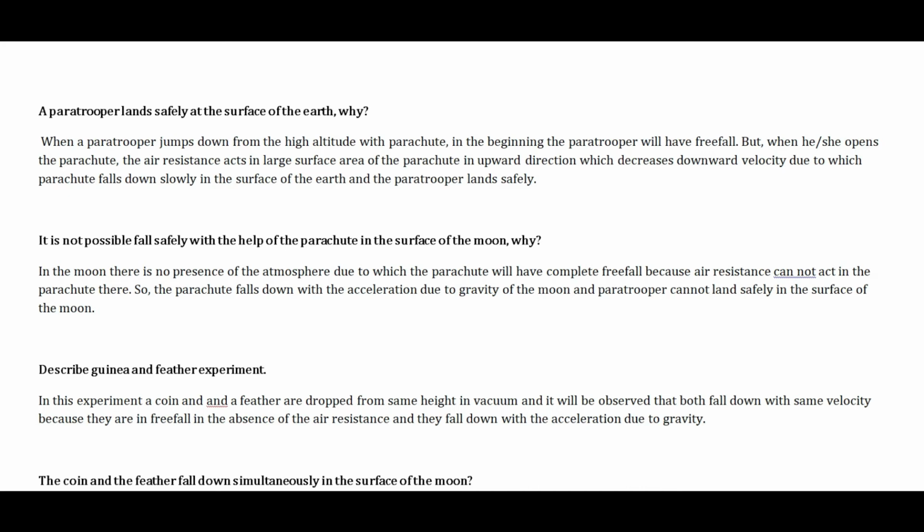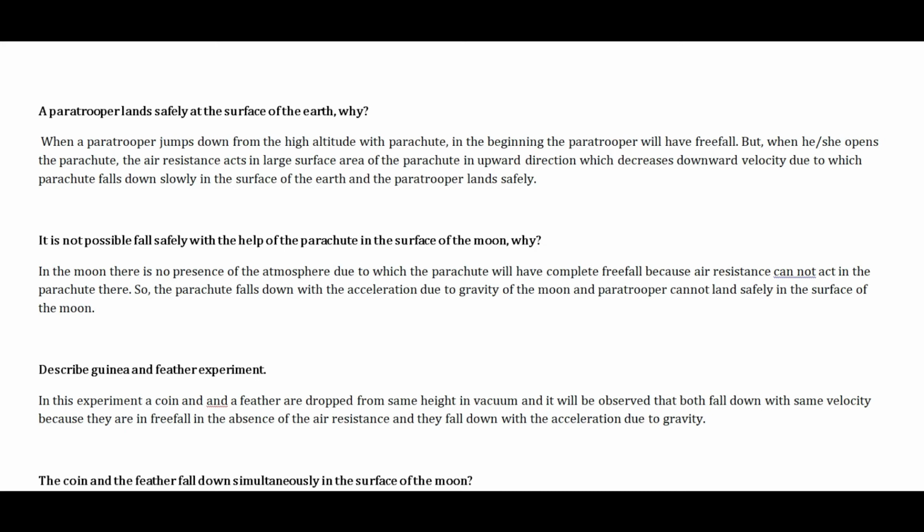with the same speed. That means whenever we drop a coin and a feather outside, we will see that the coin will reach the ground faster, but the feather will fall down with slow speed. It is because of the air resistance present normally. But when we carry out this activity in the vacuum, that means inside the glass vessel which is in complete vacuum, both the coin and the feather will fall down with the same speed. That is what is observed in the guinea and feather experiment, and both of them will fall down with the acceleration due to gravity.